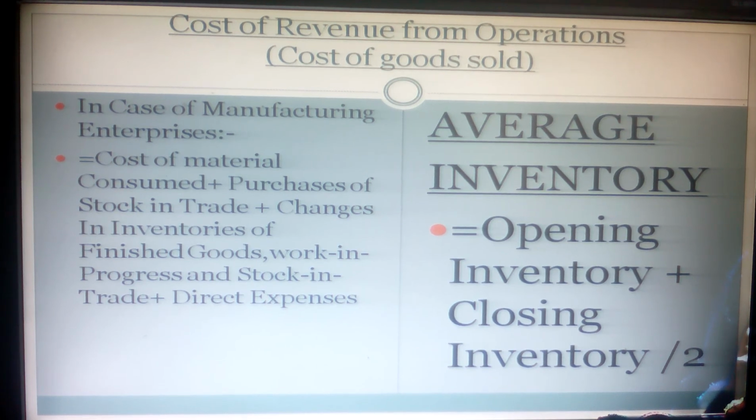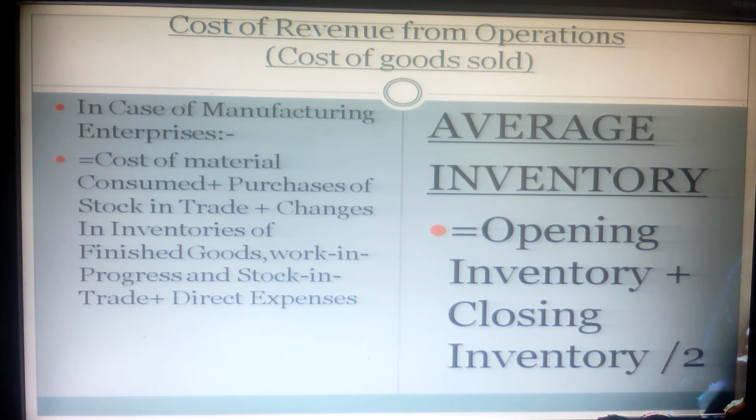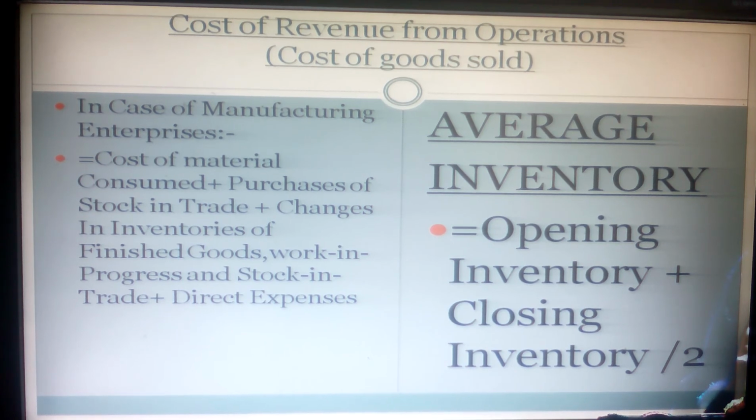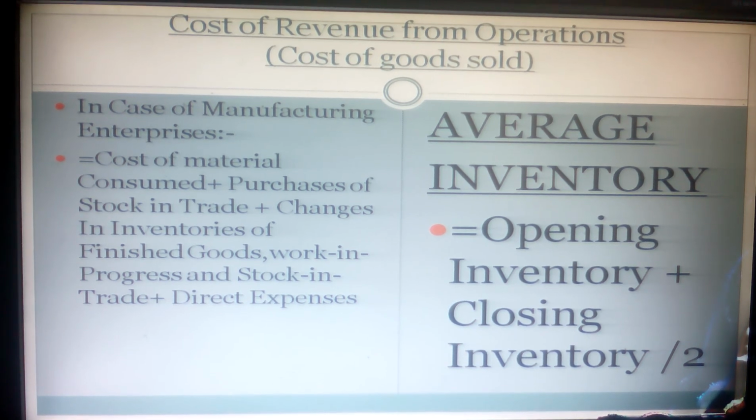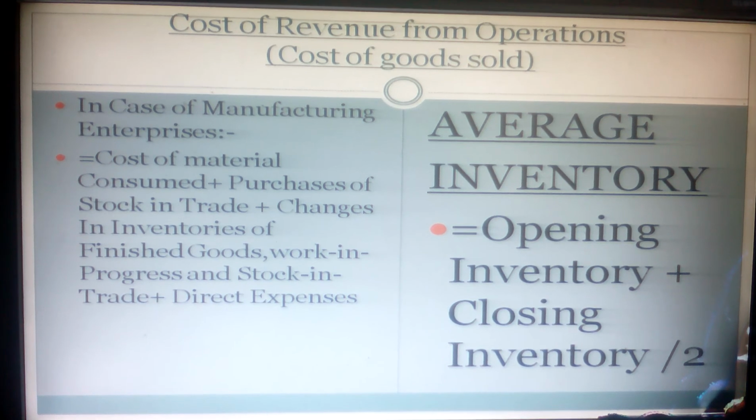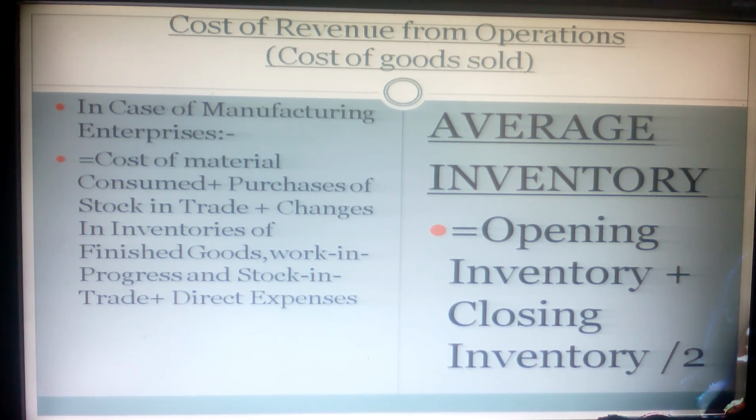Suppose in the case of a manufacturing enterprise, what are you going to do? How do we calculate cost of revenue from operations? It is the cost of materials consumed, that's the information you have to mention, plus purchases of stock in trade during the year, plus changes in inventories of finished goods, work in progress and stock in trade. What is the meaning of change in inventories of finished goods, work in progress and stock in trade? As we discussed already in financial statements, there are two types of stock, opening stock and closing stock. Two types of inventories: opening work in progress and closing work in progress. Then two types of finished goods: opening finished goods and closing finished goods.